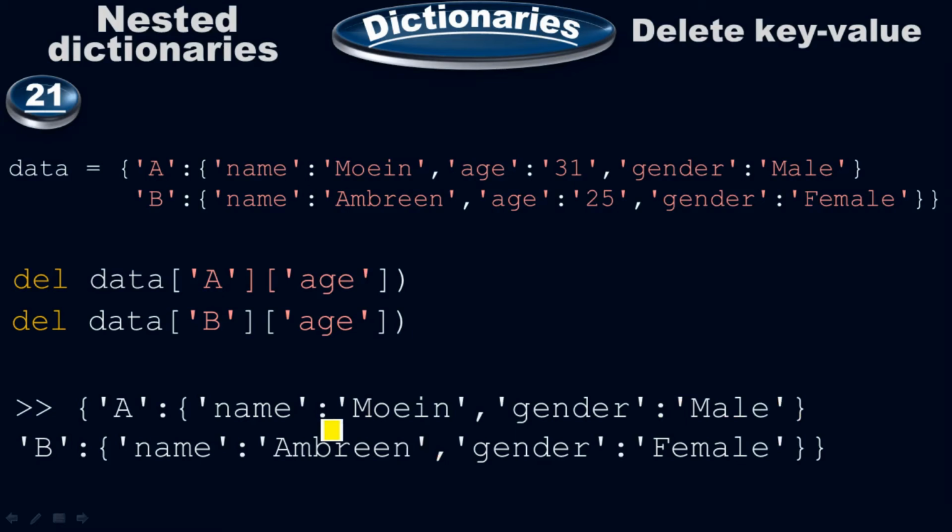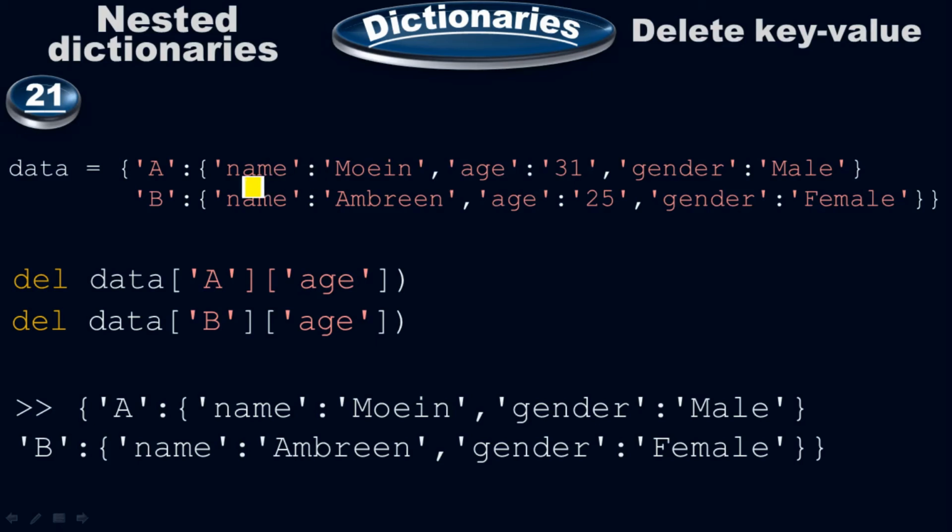Therefore, in the output, I have only name Moein, gender male, name Umbreen, gender female. Because the edge pair, the pair of the edge has been deleted in A, and the pair of edge has been deleted in the B.